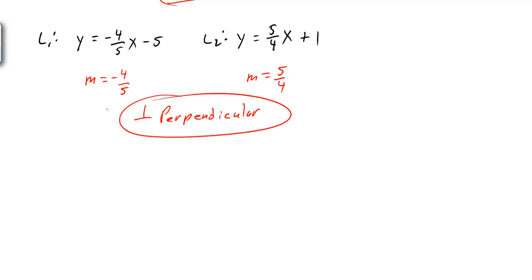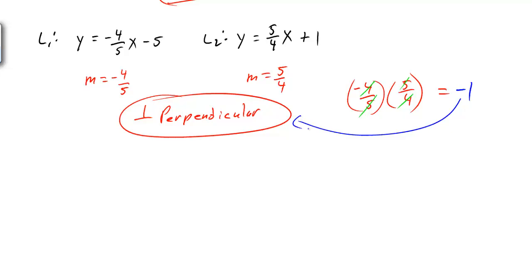Now, there's one other way that you can compare the slopes to see if they're perpendicular. If you take the two slopes, negative 4/5 and 5/4, and you multiply them together, what do you end up with for an answer? Well, the 4 and 4 cancel, the 5 and 5 cancel, so you're left with simply negative 1. If you multiply your two slopes together and you get negative 1, that means they're negative reciprocals of each other, which means they're perpendicular. So that's another little trick you could use to determine whether the lines are perpendicular or not.